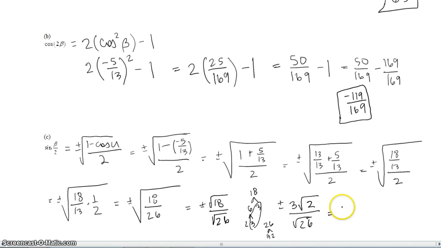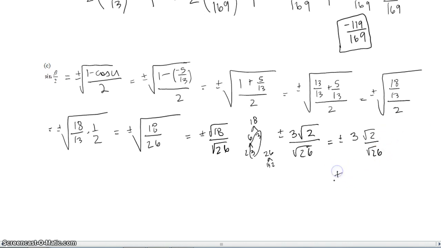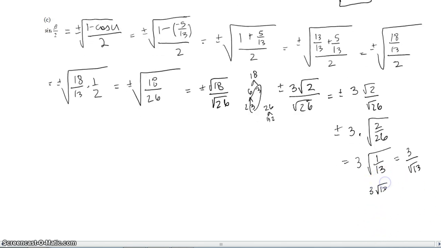So this can be plus or minus 3 root 2 over root 26. And we can put root 2 and root 26 under the same radical. So this is plus or minus 3 times the square root of 2 over 26, which is 3 times the square root of 1 over 13, which is 3 over root 13, which simplifies to be 3 root 13 over 13, plus or minus. Okay, I know that was a lot of algebraic manipulation there.